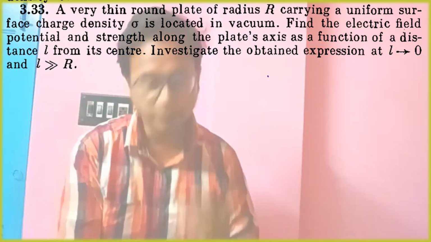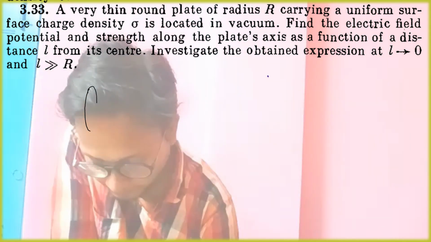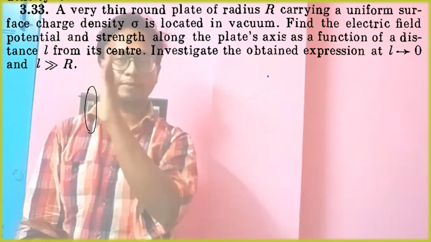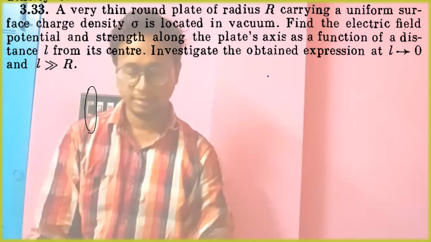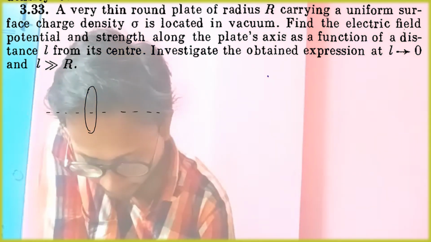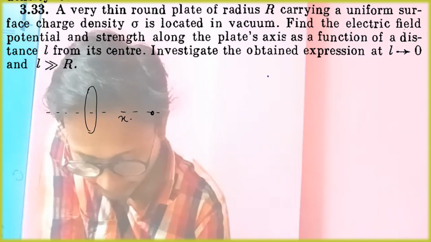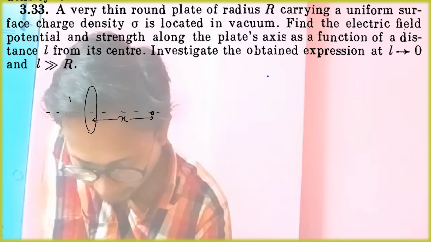Now, in this question, there is a circular disc. Okay, and this circular disc is kept in this plane. I have to find out the electric field on the axis of the disc. So suppose there is an axis on the disc. I have to find out the electric field and potential out here. So let this distance be x and the radius of the disc be r.